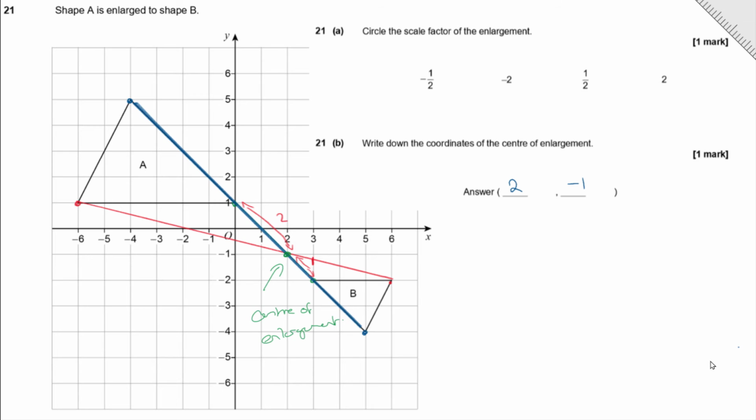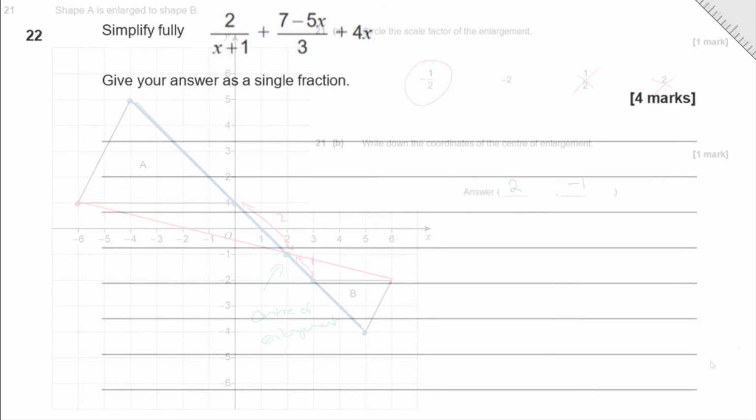That means that the scale factor is negative, so it's definitely not going to be those two. And the scale factor is actually getting smaller, isn't it? So it's going to have a fractional scale factor. So it's going to be this one here, -1/2. The scale factor is -1/2 because your image is getting smaller, so it's fractional, plus it's on the opposite side of the center of enlargement, so it's negative. So -1/2.